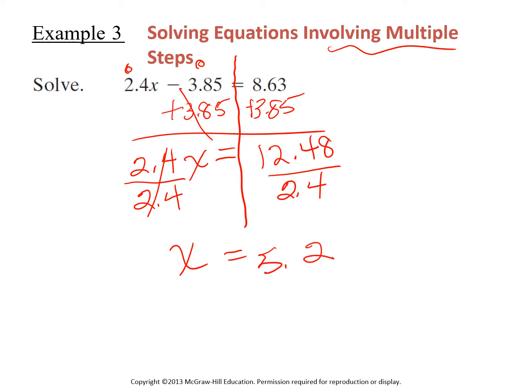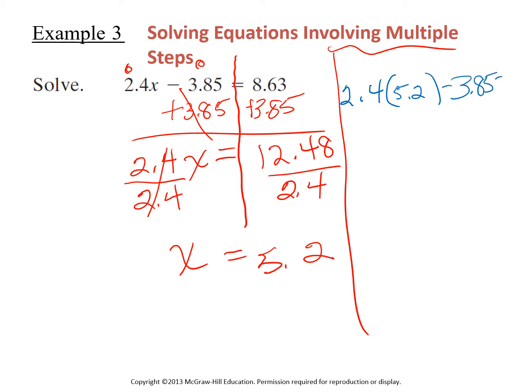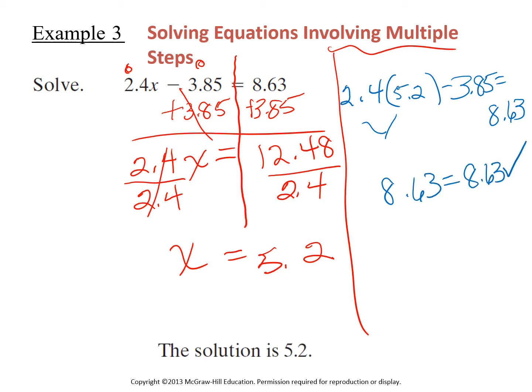Now I'm going to check my solution. So I'm going to take 2.4 times x, which is 5.2. I'm checking to make sure this satisfies the equation, minus 3.85, to be sure it equals 8.63. So in fact, when I multiply 2.4 times 5.2 and subtract 3.85, I get 8.63 on both sides. So it balances.